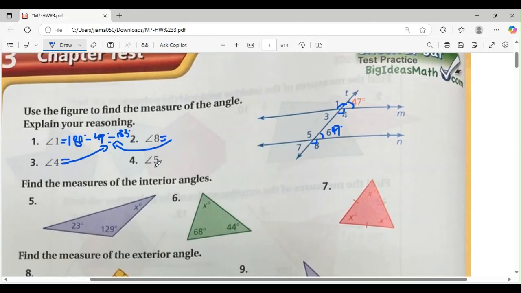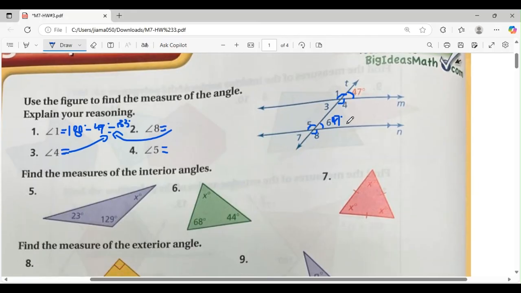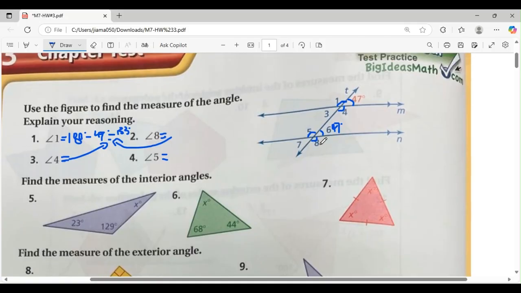Okay, number 4, angle 5. Angle 5 is right here. So we know the measure of angle 8 is 133 degrees, which means angle 5 is also 133 degrees.